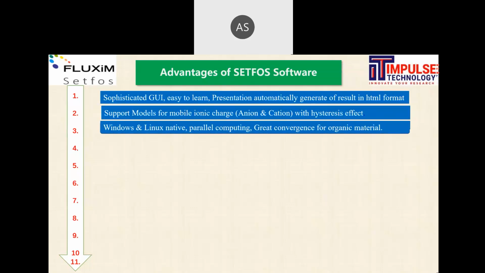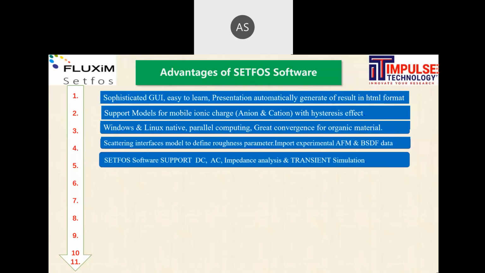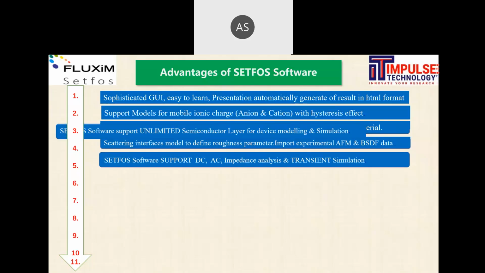It runs on Windows and Linux operating systems with parallel computing and great convergence for organic materials, so your device will converge very well with the default settings. Scattering interface models are there, and you can define roughness parameters. You can import AFM and VSTF experimental data and define roughness and interface parameters for experimental validation. It supports DC analysis, AC analysis, and impedance analysis, which are not there in SCAPS 1D. Transient simulations are also not there in SCAPS 1D.